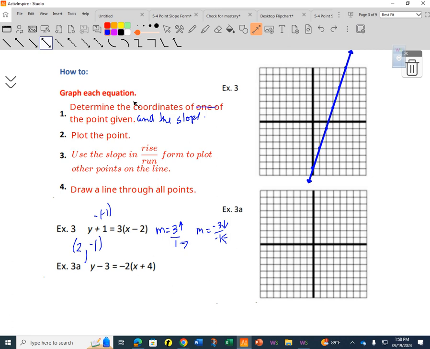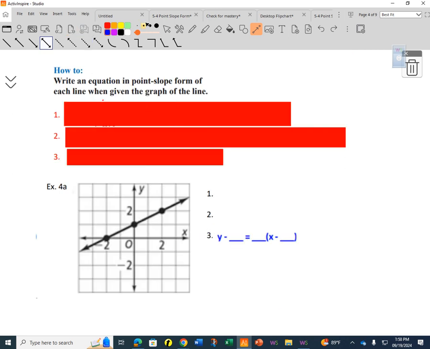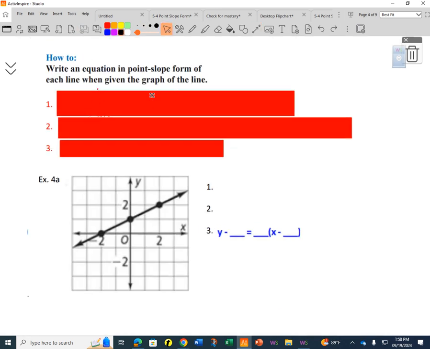I don't think we did this example. I think we skipped it because we were running short on time. All right, to write an equation in point slope form.